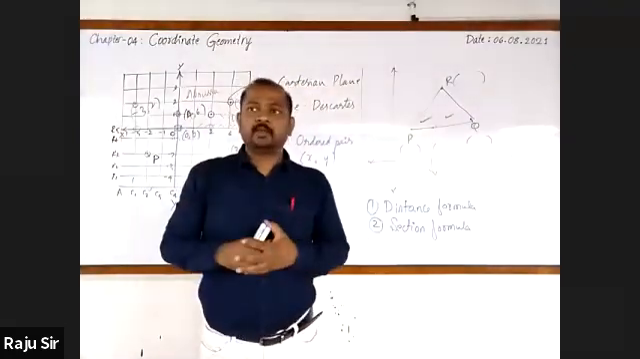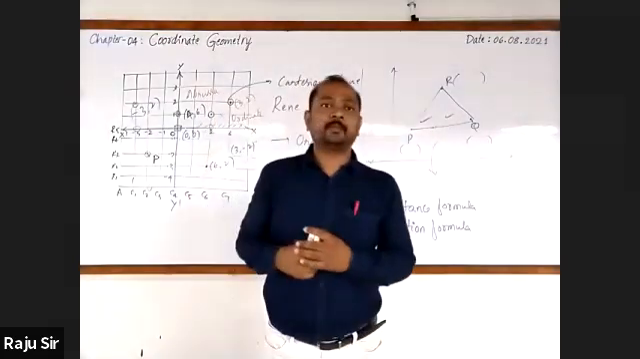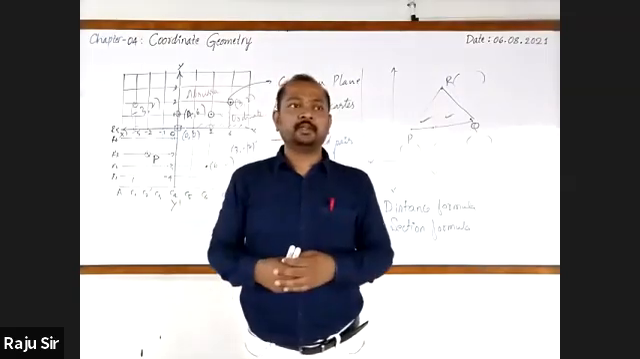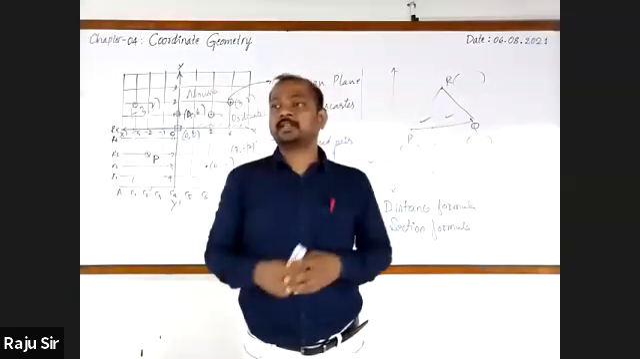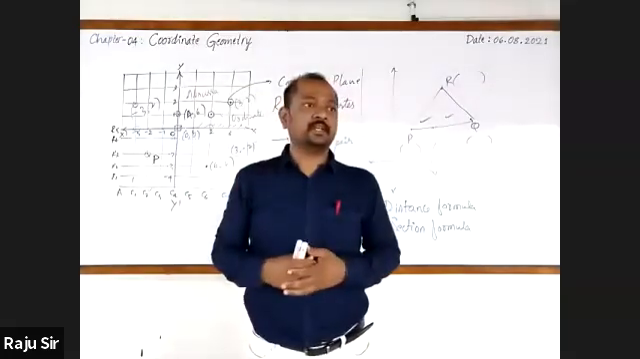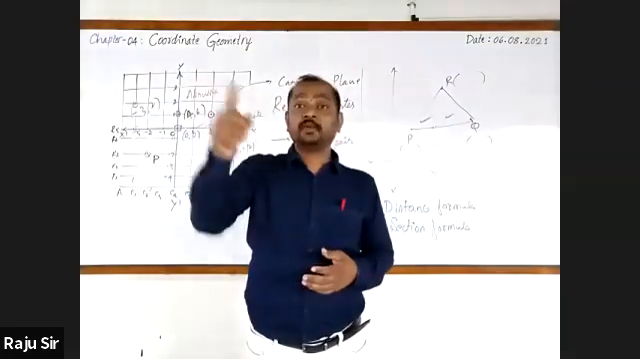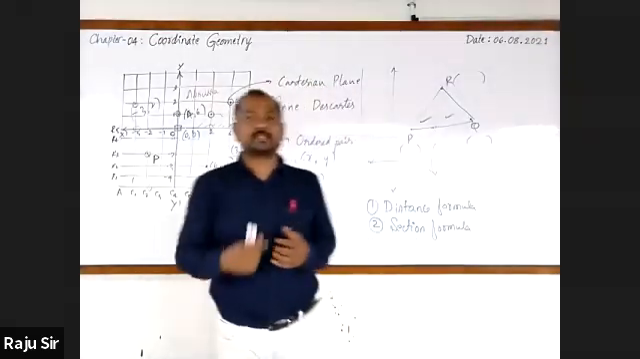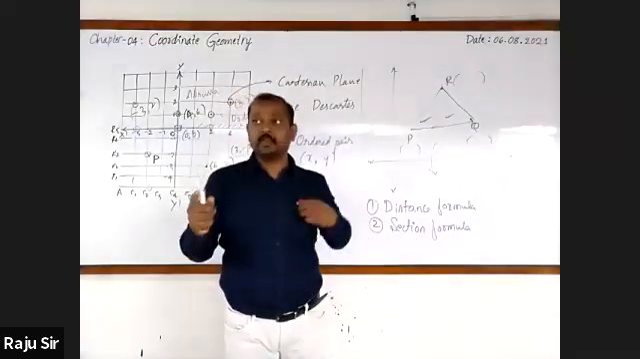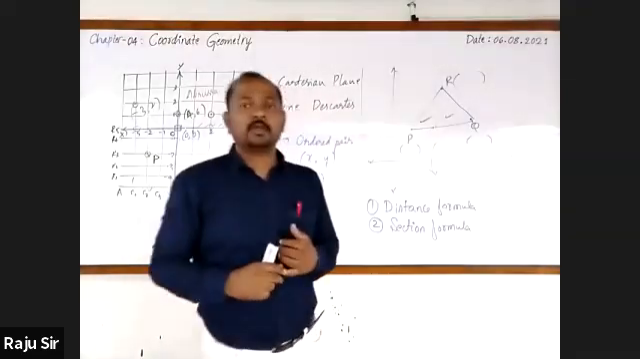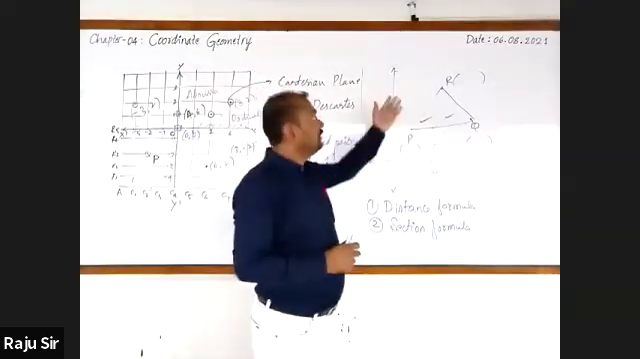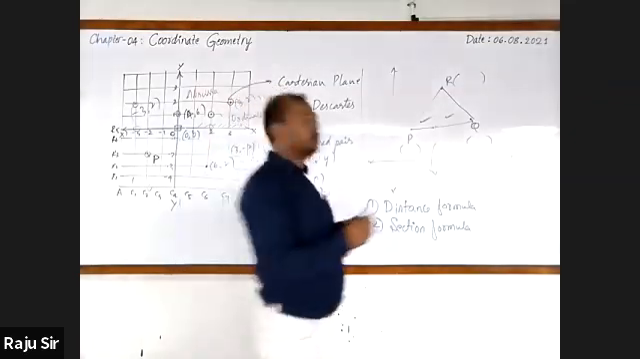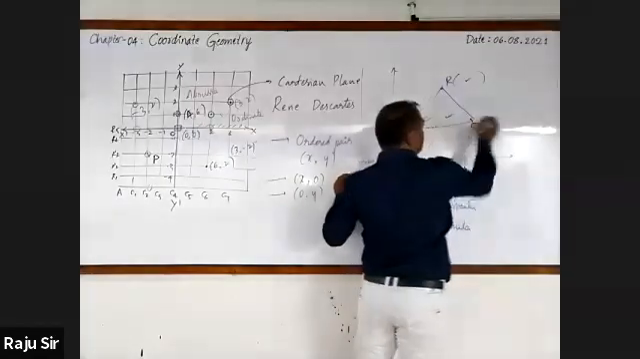You have already learned how to find the area of a triangle by using different formulas, right? Like half into base into height, and square root of s into s minus a into s minus b into s minus c, then root 3 by 4 a square. These are the formulas used in your previous classes. This year, we will go for finding the area of the triangle when the coordinates of the vertices of the triangle are known.